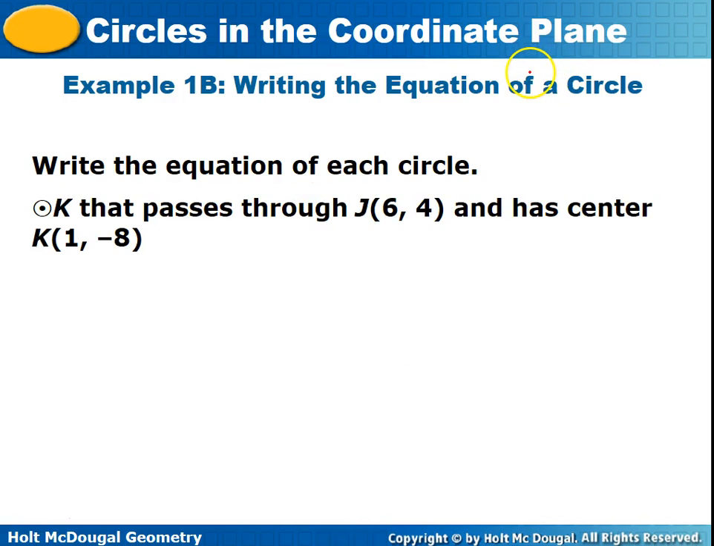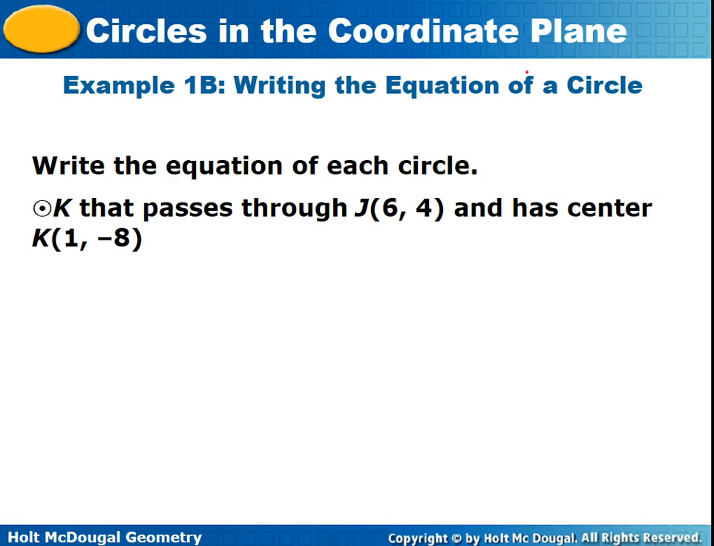Okay, so now let's do this another time. So again, it says this time circle K that passes through J, which is (6, 4), and has a center of K, which is (1, −8). This time we don't have the radius. So we've got to figure out which of these are X, Y, H, K, J, or an R.